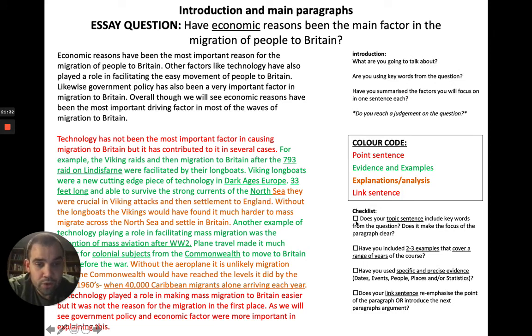So like we said there, we've got our topic sentence here, which uses keywords from the question. We've then got some evidence to back it up. So I've given some examples of the Vikings and how the technology of the longboat allowed them to migrate to Britain.